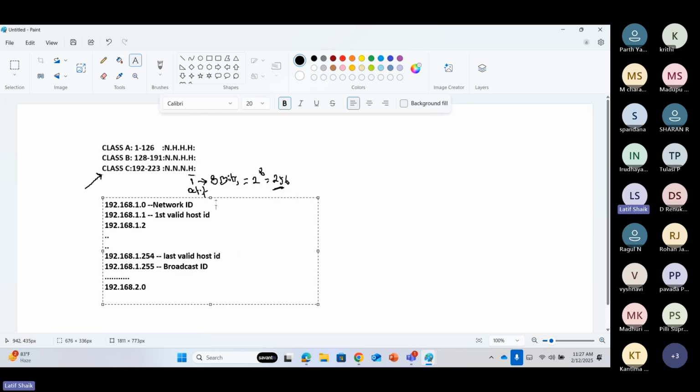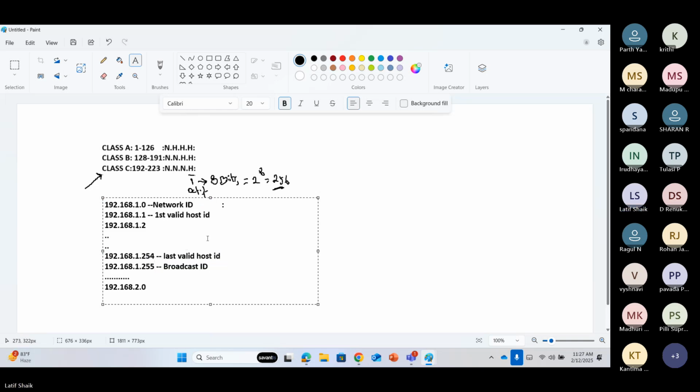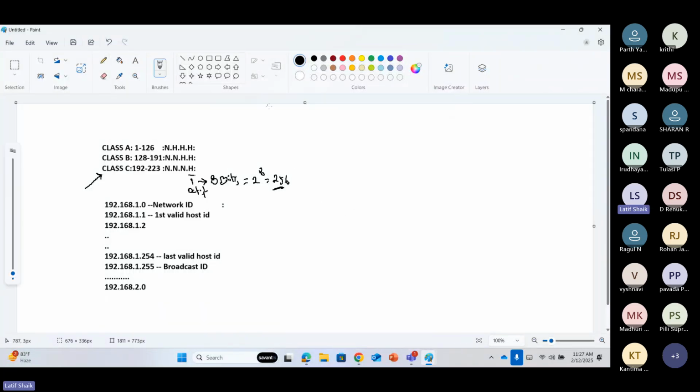Yeah, tell me. What about 168? Is it a standard or does it change? No, it won't change. This is another network range, one range. Whenever it becomes 2, it keeps going. For example, yeah, good question.